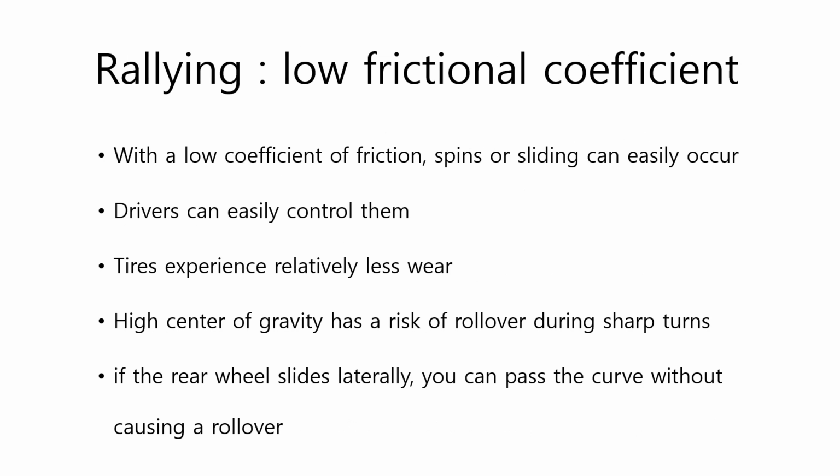On the other hand, on a road surface with a low coefficient of friction, spins or sliding can easily occur, and drivers can easily control them. Because the coefficient of friction is low, the tires experience relatively less wear. Rally cars generally have a high center of gravity, so there is a risk of rollover during sharp turns. In this case, if the rear wheel slides laterally, you can pass the curve without causing a rollover.